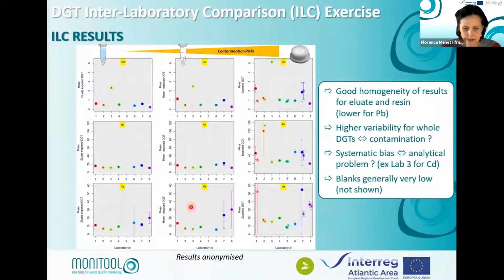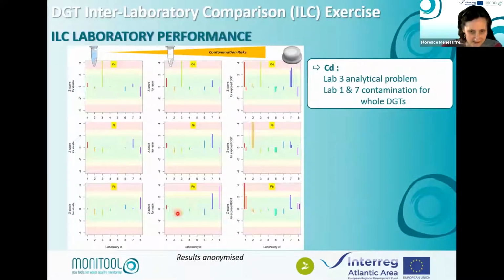And so if we make these results in the Z-score results, what we can see is that it's the same organization. You have here cadmium, second line nickel, and third line lead. And on the left, the eluate to analyze. Here, the elution plus analysis, the resin. And here on the right is the whole analysis, the whole DGTs analysis.